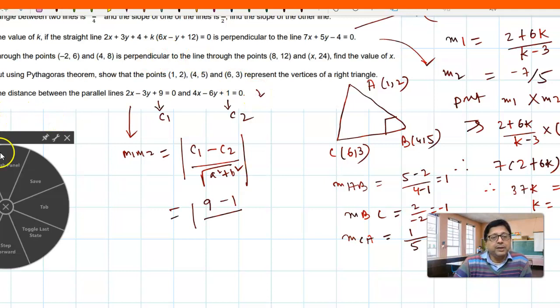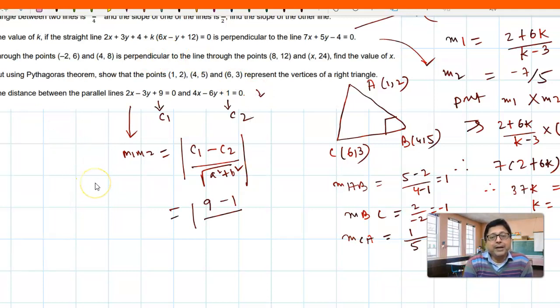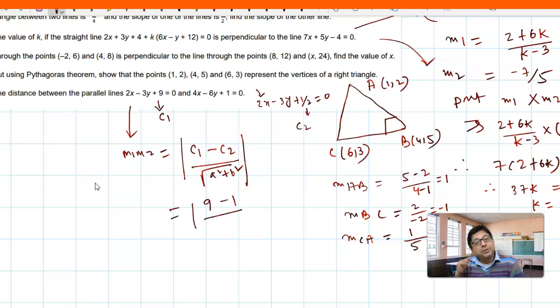So you write 2x, you divide by 2, so this line can be written as 2x minus 3y plus 1 by 2 equal to 0. Now it's okay, because C1 is 9 now and C2 is 1/2. If it was minus C2, you have to take minus C2 only. If it was minus 9, C1 you have to take minus 9 only.